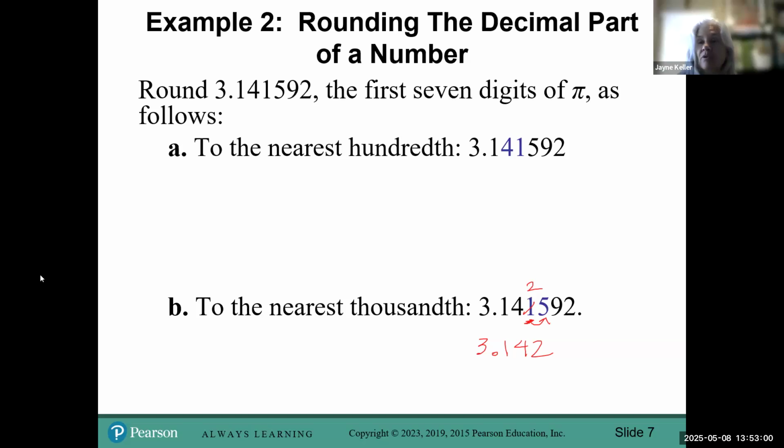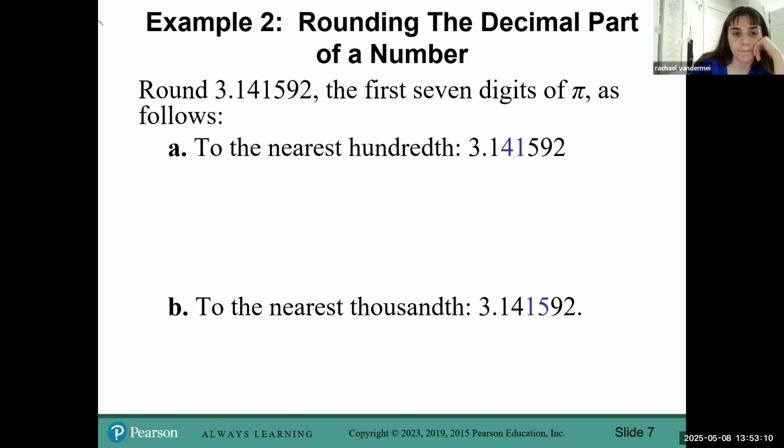And we don't include those extra zeros. Like we need the zeros with the whole numbers, right? Because they're actually holding a place. We don't need them with the decimals. Okay, let's see what else we got here.